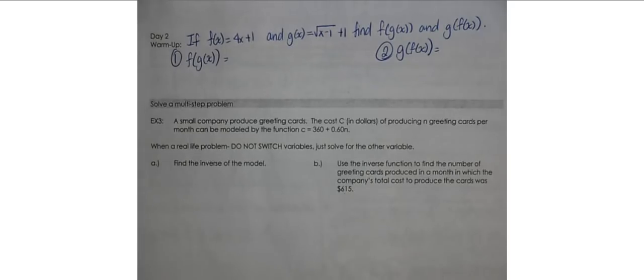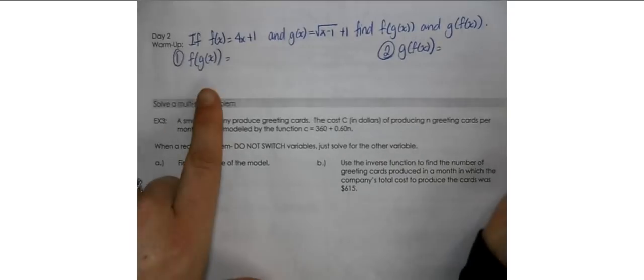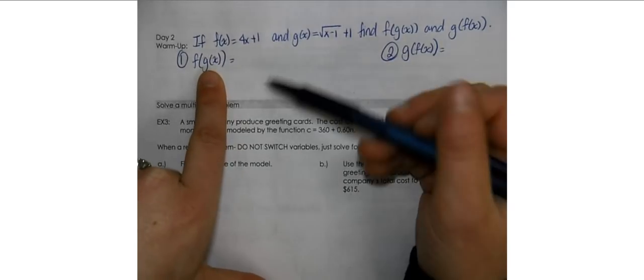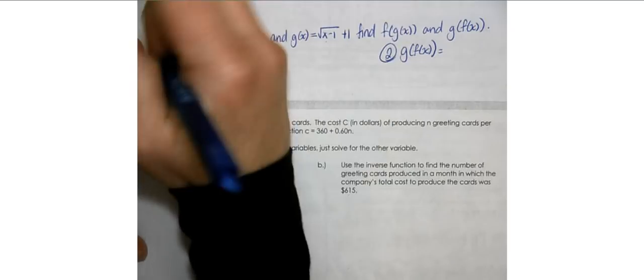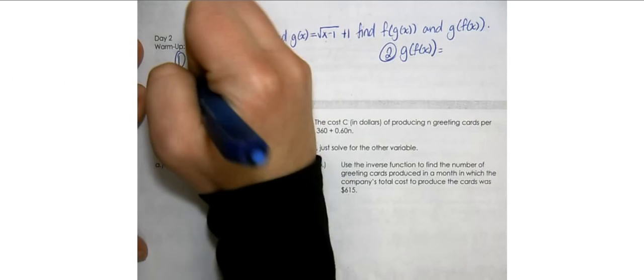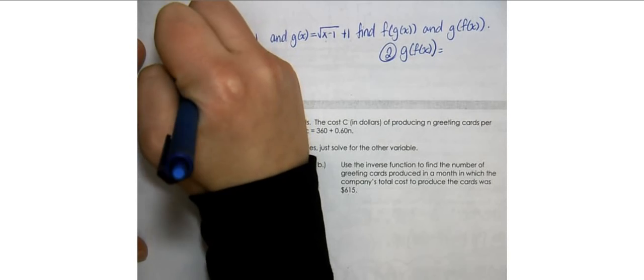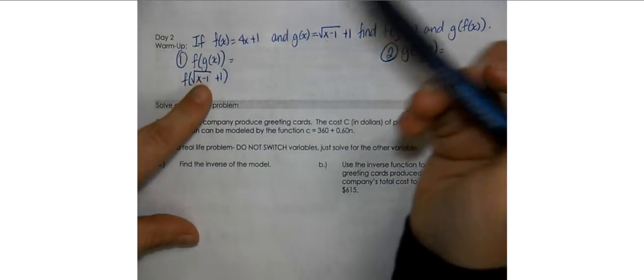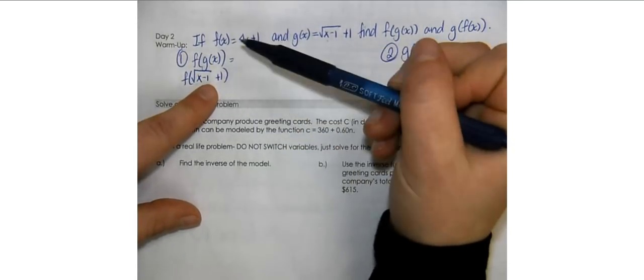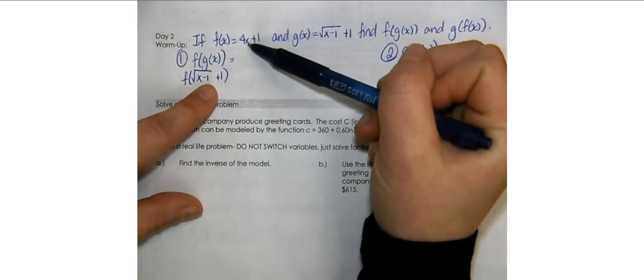All right, so we're going to substitute g of x into our f of x function. G of x is the square root of x minus 1 plus 1. So I'm going to rewrite this as f of the square root of x minus 1 plus 1. So I'm going to substitute this entire function in for x into my f function.